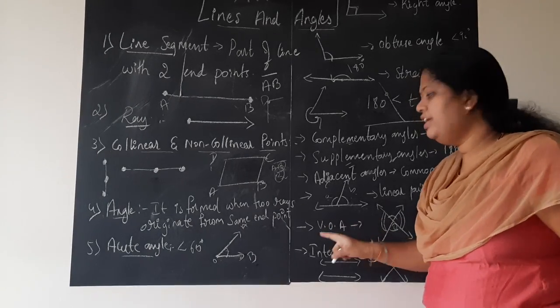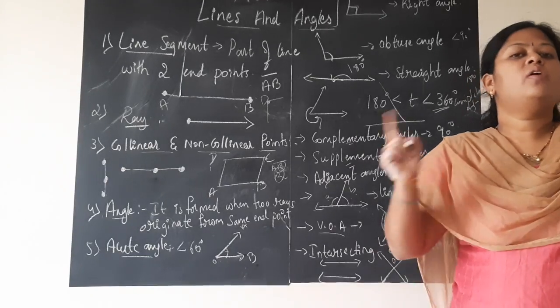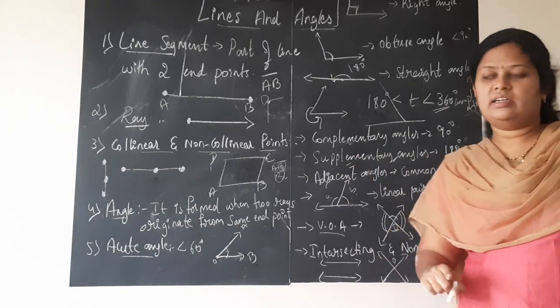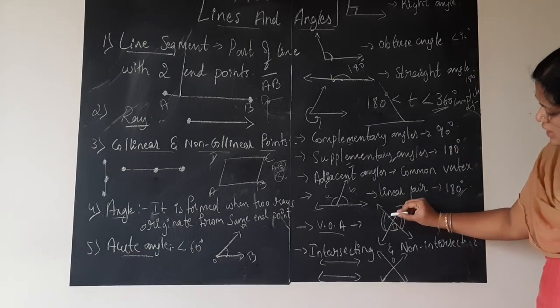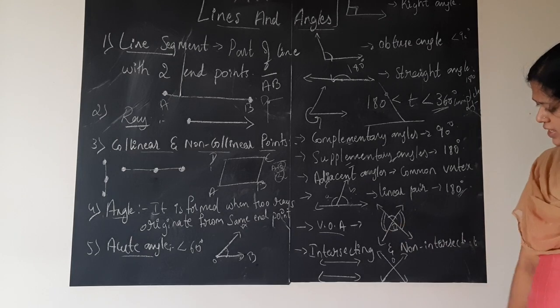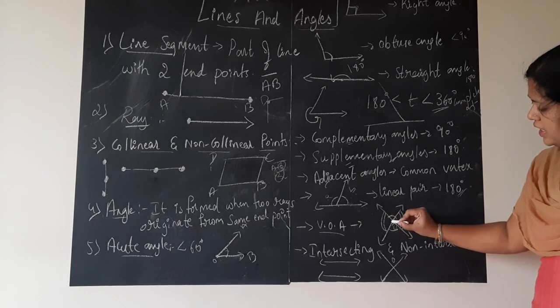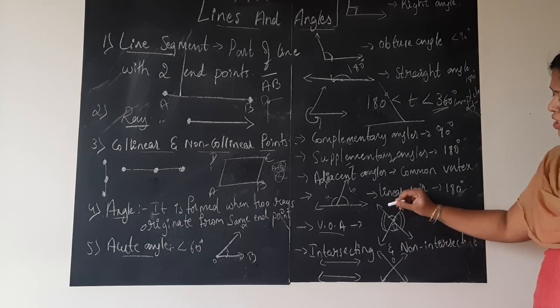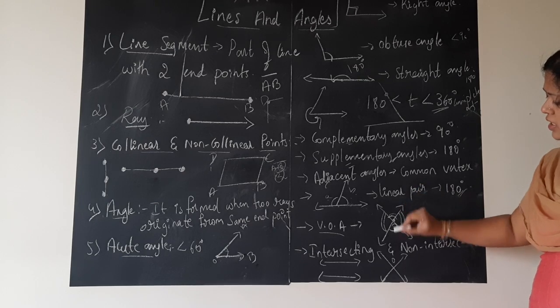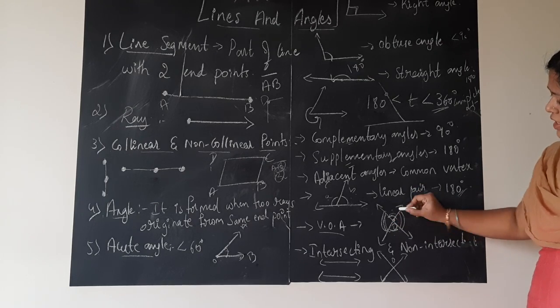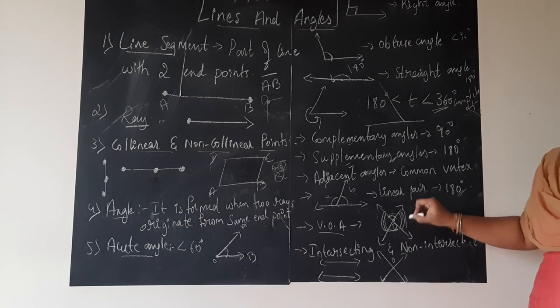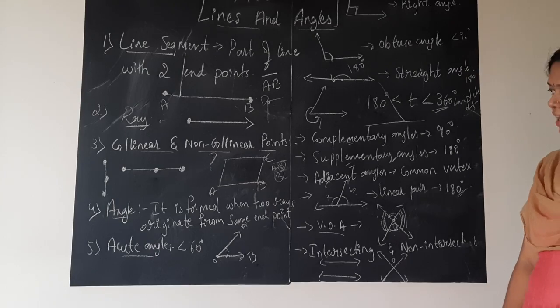Next you have VOA. What is VOA? Vertically opposite angles. So these two lines are there, children. They are intersecting at one point O. So these two single arcs are vertically opposite angles. These two, which I have written, are vertically opposite angles.